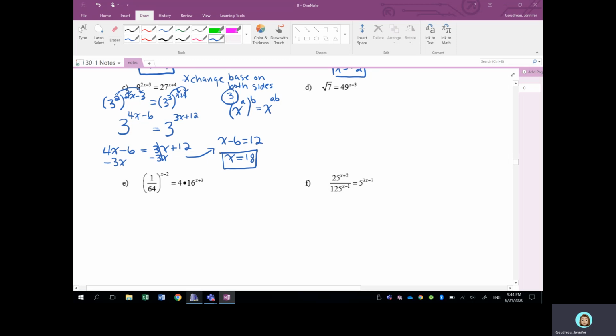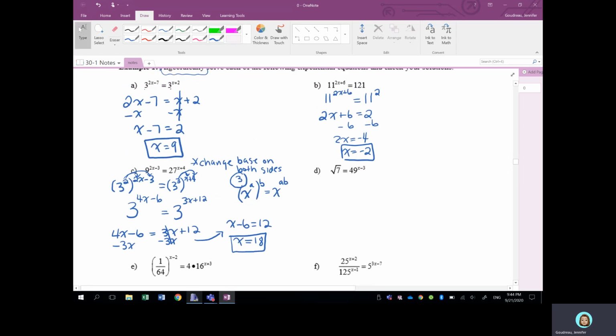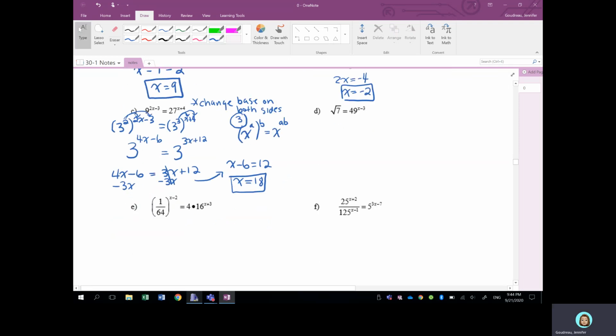So a bit more work with part C. Again, part A, not very much work at all, went straight to equating the exponents. Part B, we had to change the right-hand side to a base of 11, equate the exponents. Part C, change both sides to a base of 3, use the power law to simplify, equate the exponents.